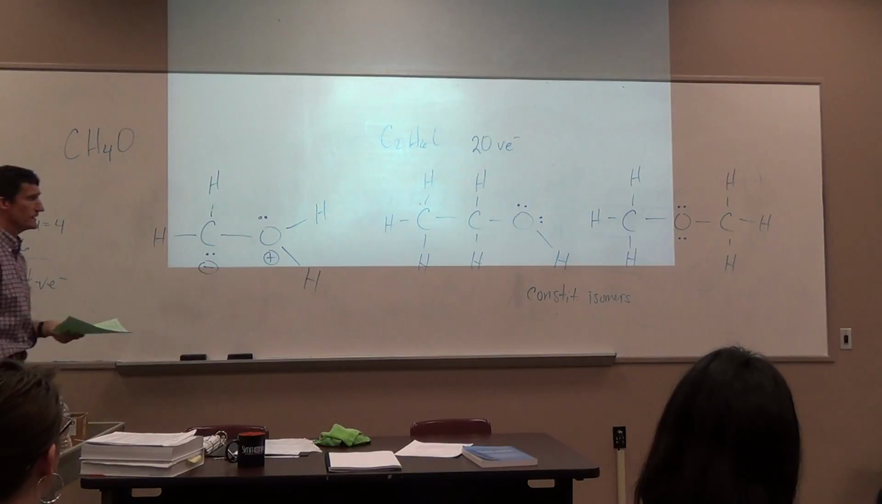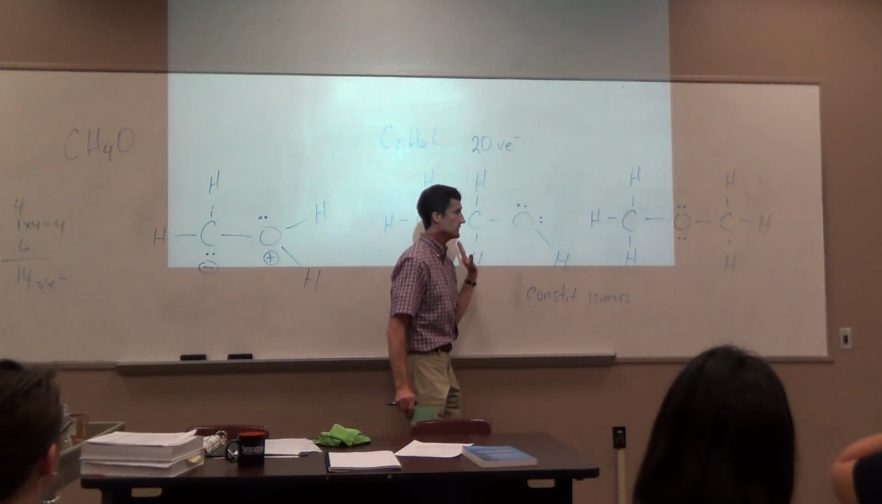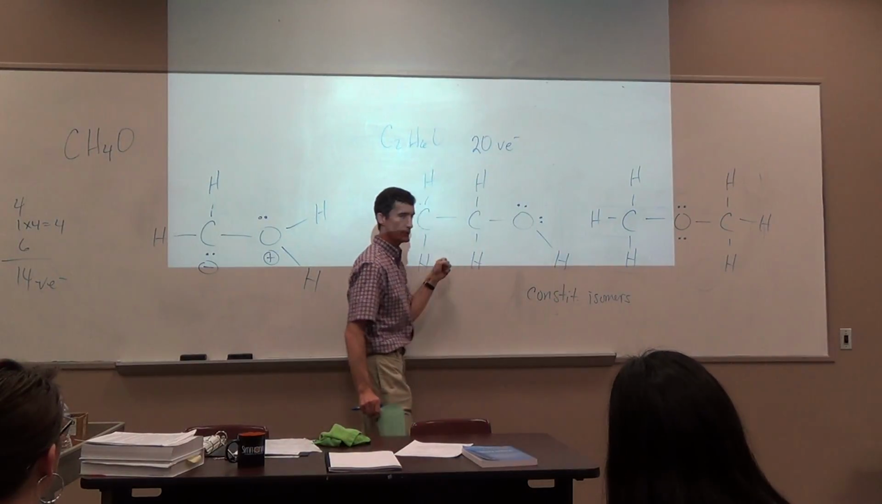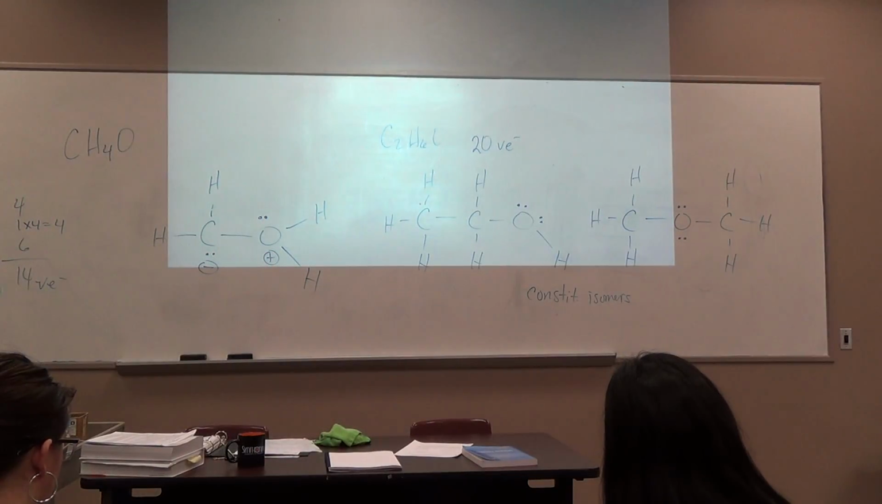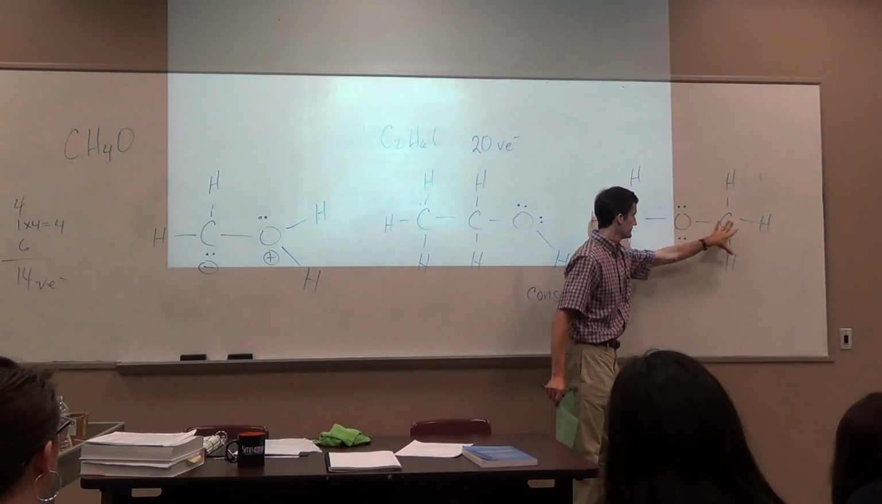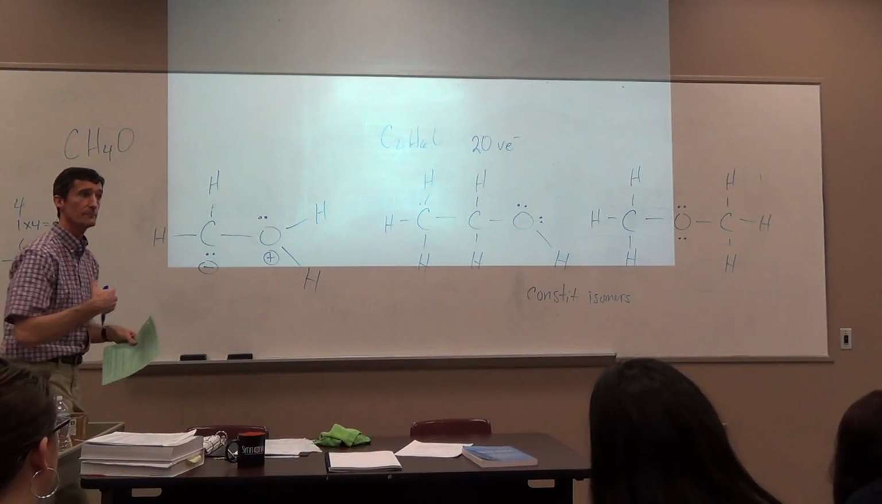That's what constitutional isomers are. Same formula, different connectivity. Constitutional isomers have very different properties. This is probably a gas at room temperature. This is a liquid. Other different properties. When you get larger formulas, you can have a huge number of constitutional isomers. This is an alcohol. Anybody know this one? Ether. Okay, we have to learn functional groups, the way we classify compounds.